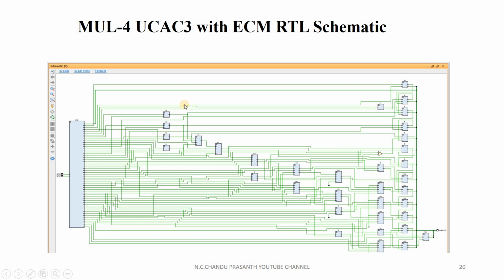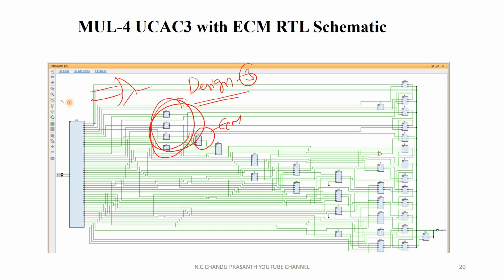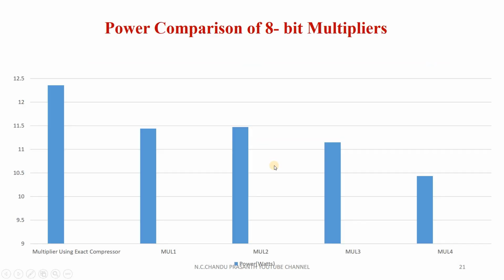And this is the multiplier 4 architecture, a simple design 3. All these are design 3s. This is the error correcting module. The main difference is that we are using design 3, that means a simple OR gate. This is the partial product generation. All these are the RTL schematics for the various kinds of multipliers we proposed.